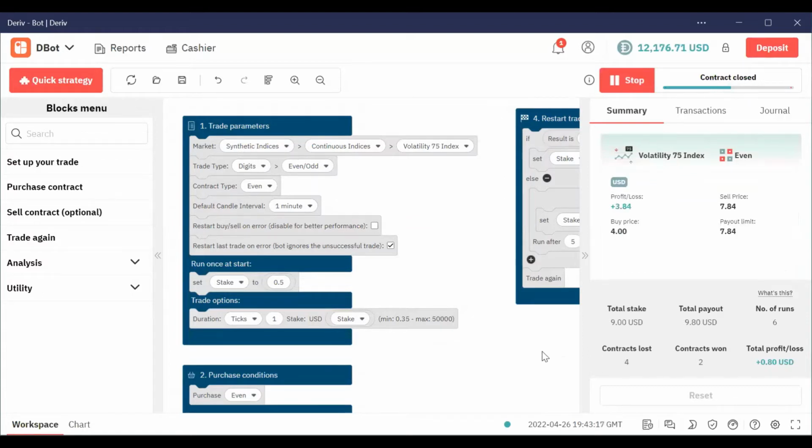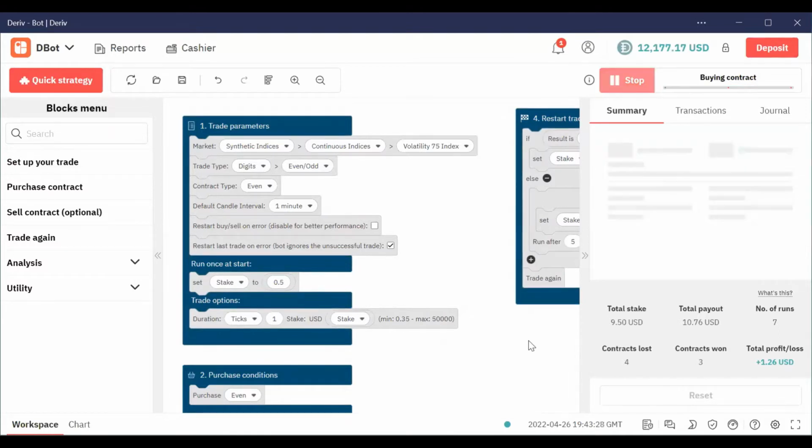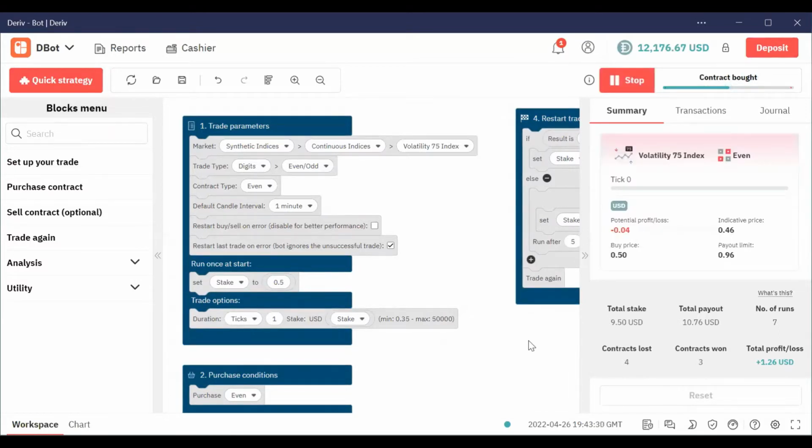But the thing is, let's leave it for 10 minutes to run and see how much you would have made with it. This is 8:43. Then another thing, if you notice that odd numbers are forming more than even numbers, then you can just go for the odd numbers.